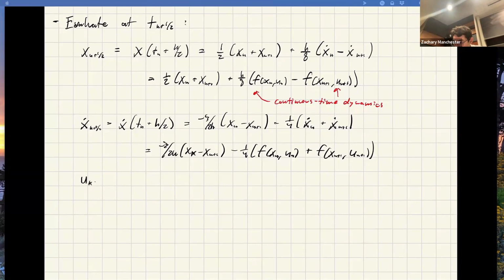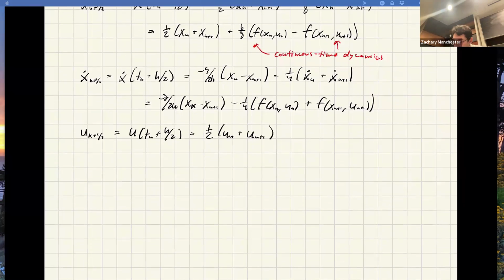So this is u_{k+1/2}, this is u at t_k plus h over 2. This is just the average of u_k and u_{k+1}, because we're just linearly interpolating those guys. So that's the whole thing. That's everything we need. And now we're going to do the last step, which is to enforce the dynamics constraints at that midpoint.